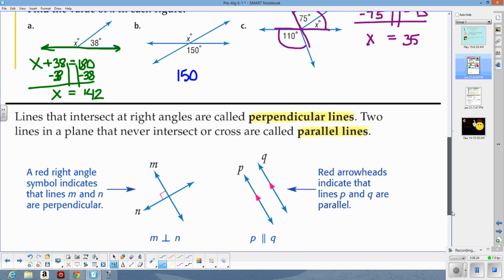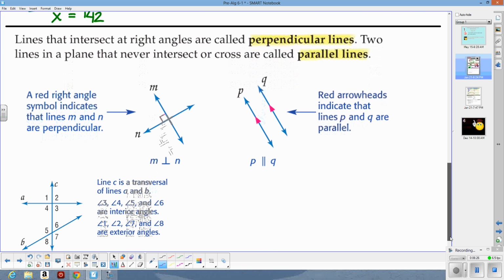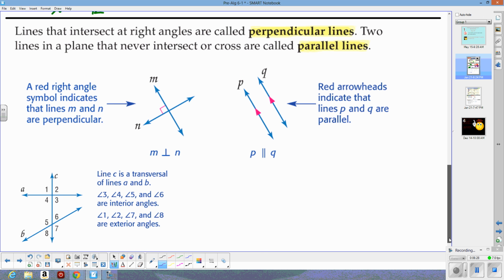All right, next up we have some more vocabulary. Lines that intersect at right angles are called perpendicular lines. Right here is an example of two perpendicular lines. The symbol for perpendicular is right here.